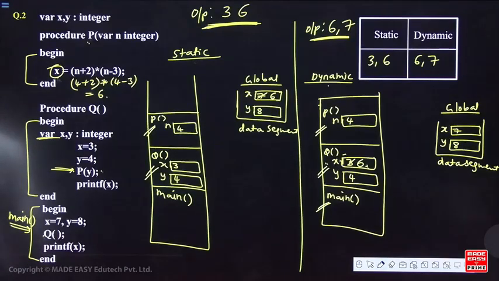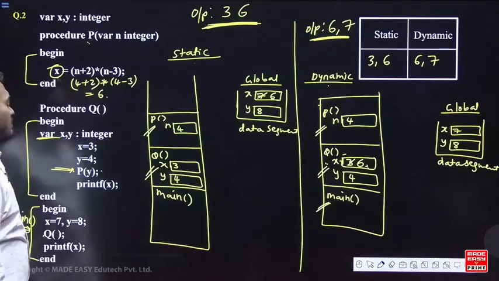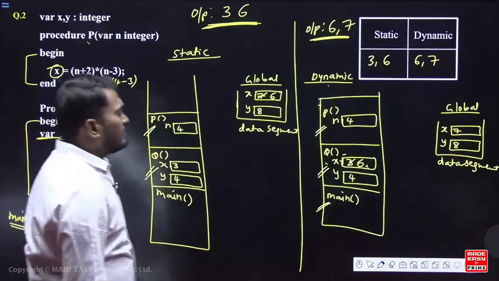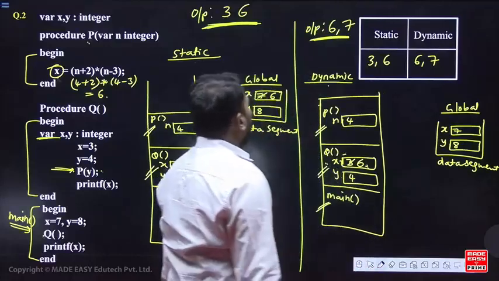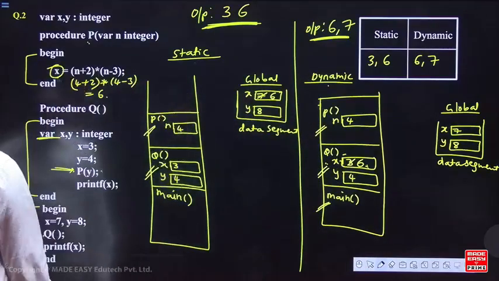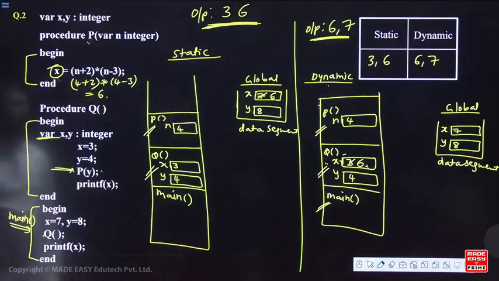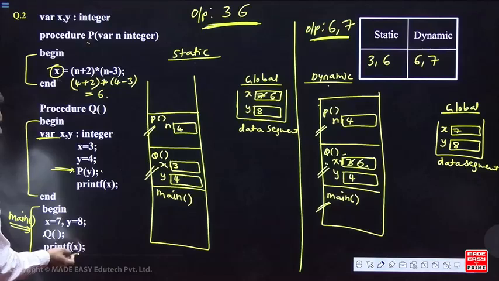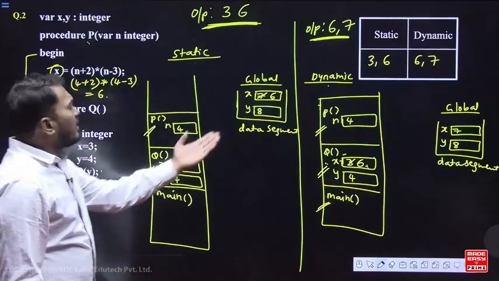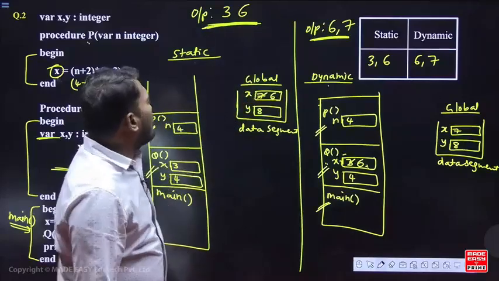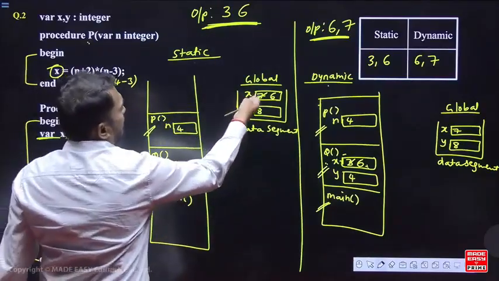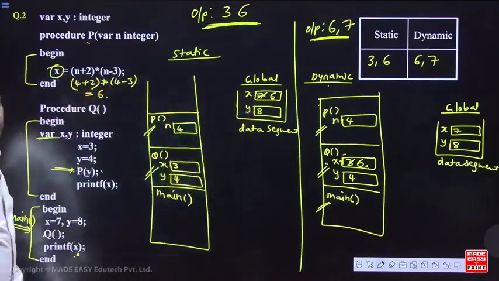Anybody copying? Just copy, speed up. Snehashish Bhumika, how it will print? Okay, you are saying 3 and 7. Why it will print 3 and 7? When you come back here, you say printf x. X is a free variable here. When x is a free variable, where you take? Global. Global में x value कितना है? 6 है. So it is 3 and 6. The global variable is updated, right? There is no 7 in the static scoping.